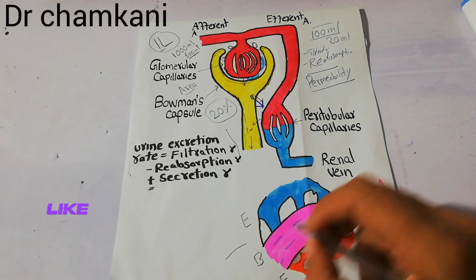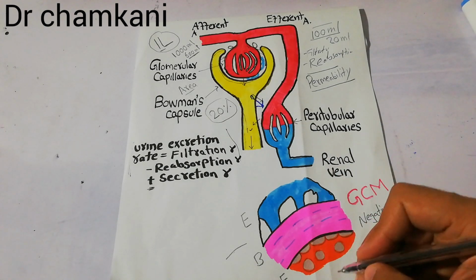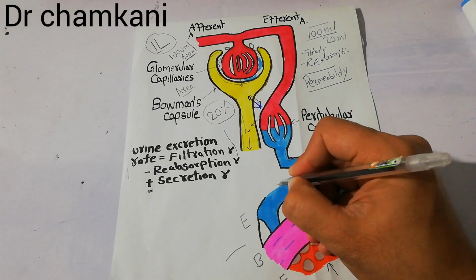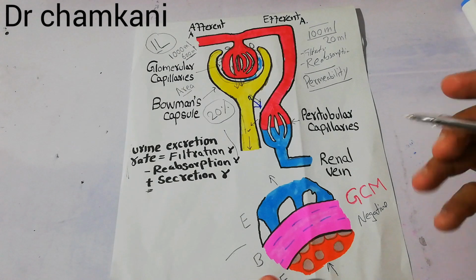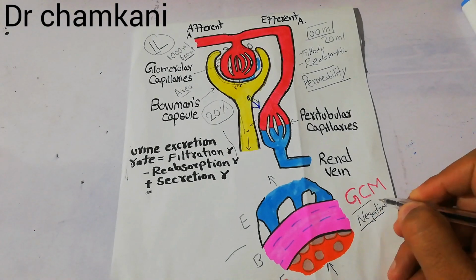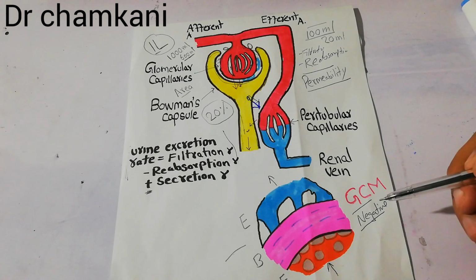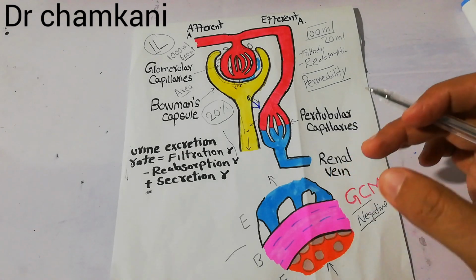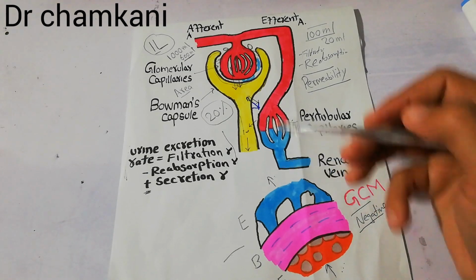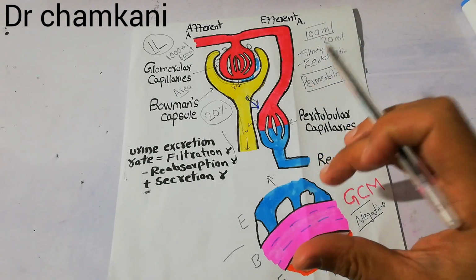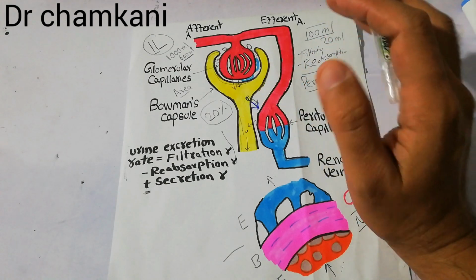Now this basement membrane, the second layer, also makes sure that water and solute can move from this side towards this side, but proteins should not move because they also have the negative charge. So the endothelial layer and the basement membrane have the negative charge and they repel proteins. Both of these layers make sure that water and solute can move from the capillary towards the Bowman capsule, but protein should not move. Protein should not come out of the blood vessel into the Bowman's capsule.